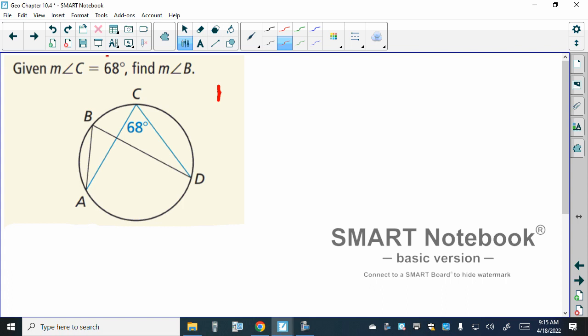So they told us that the measure of angle C is 68, and we want to find the measure of angle B. Yes. Because since angle C is connected to arc AD, and angle B is also connected to arc AD, it means they both have to be 68 degrees. Any questions on this here?